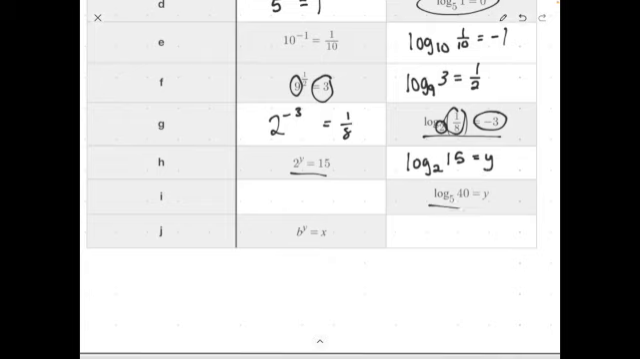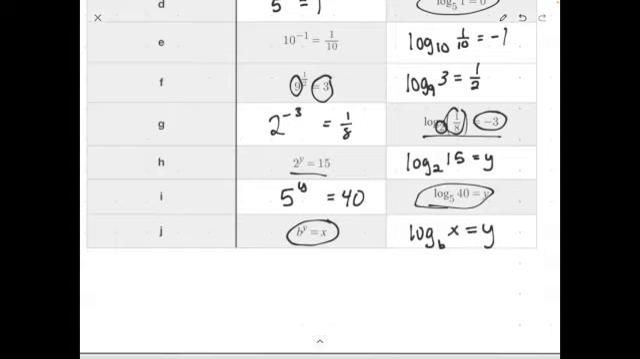For row I, I'm given that. Log base 5, I want it to equal 40 by raising it to the power of y. And then for row G, I have my base B. I want it to equal x by raising it to the power y.